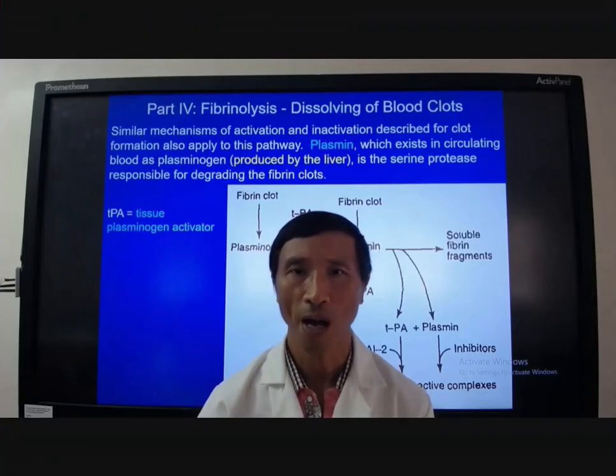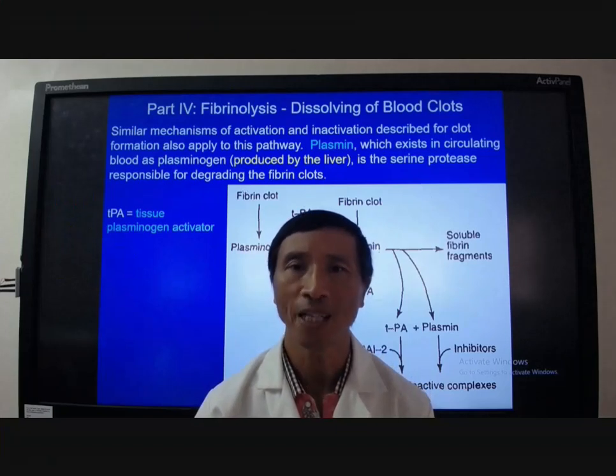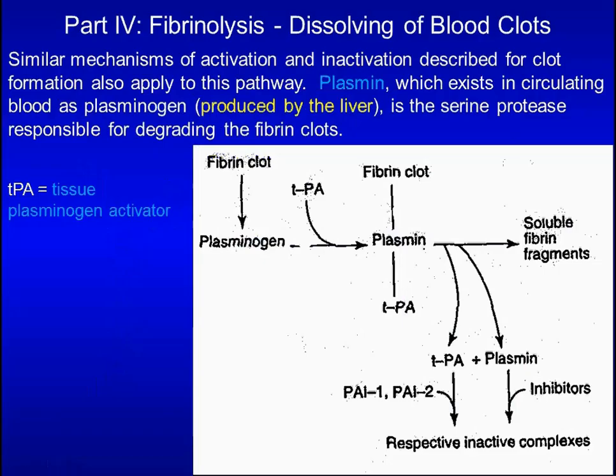Now, let's move to part 4. We will look at fibrinolysis, a process to dissolve blood clots. Fibrinolysis involves two proteases. One is plasmin, as shown here, and the other one is TPA. Plasmin is the serine protease that degrades fibrin clot. TPA cleaves plasminogen into its active form, plasmin. TPA stands for tissue plasminogen activator.